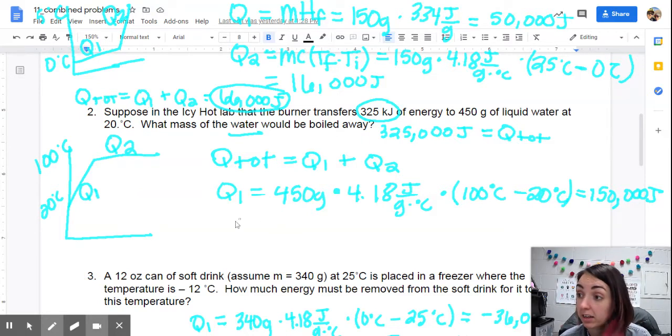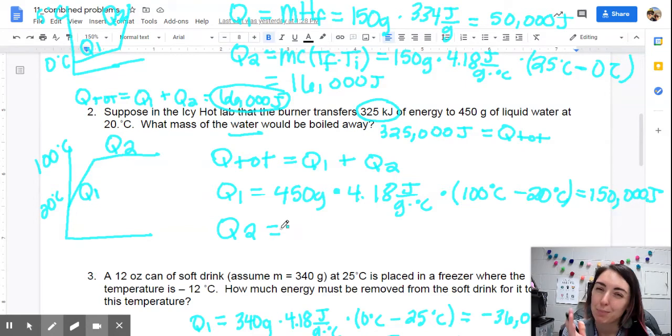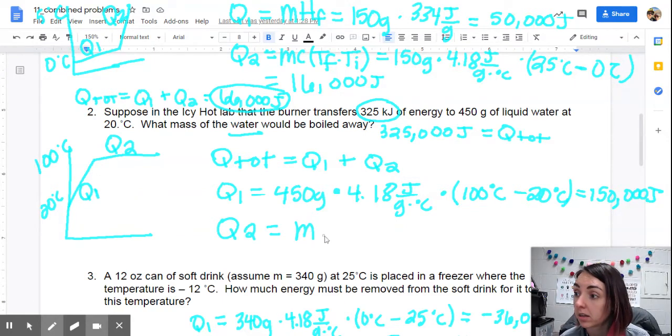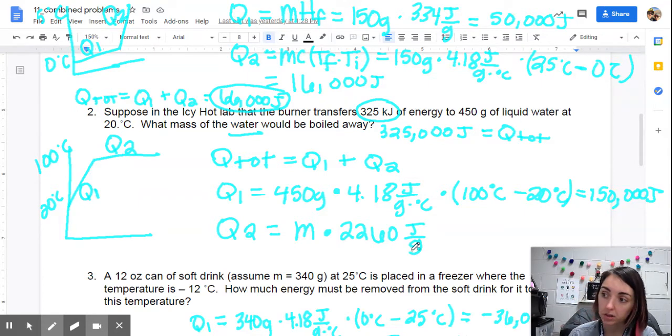Okay, so Q1's easy. Q2, that's where we don't know what's going on, because we know the full 450 grams doesn't evaporate. So I'm going to leave that as M. But I do know it's evaporating, so I do know 2260 joules for every gram. Okay, so I can't solve for M right now because I don't know Q2. If I knew Q2, I could solve for M. So let's see if we can figure out Q2.